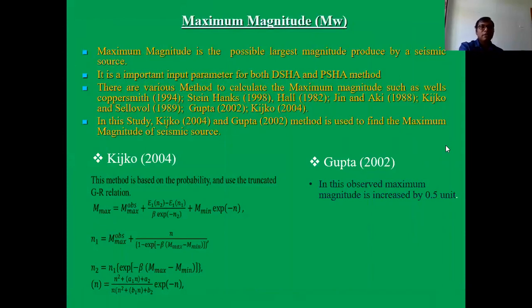Now, how will you estimate the maximum magnitude of earthquake? These are some of the steps you need to follow for a particular fault. Suppose we have 19 active faults. For each fault, we have estimated the maximum magnitude based on all these proposed methods, which are well established. And those magnitudes are used for seismic hazard studies of this region.